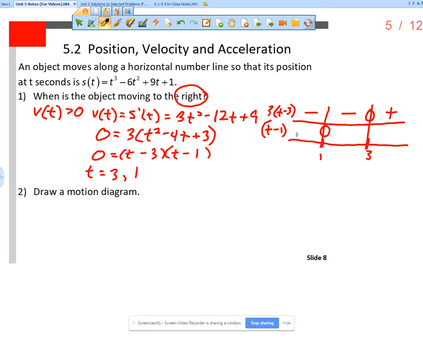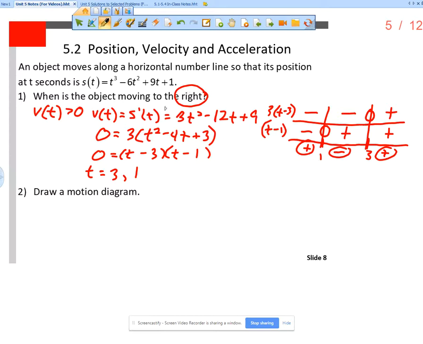All right, bottom row, pick a number to the left of 1 like 0. 0 minus 1 is negative. How about 2? 2 minus 1 is positive. So velocity is positive, then negative, then positive. So when is the object moving to the right? Well, to the left of 1 and to the right of 3.